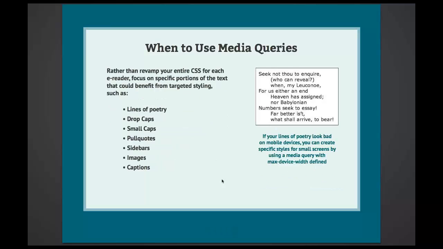And yeah, like I said, don't just plug in screen sizes for your CSS. Instead, maybe figure out what looks bad on each device and then go from there. So if your poetry looks bad, then you might want to target small screens with a media query. You might not, but it is an option. So these are some content that you can chunk out and use media queries for: lines of poetry, drop caps, small caps, pull quotes, sidebars, images, and captions.